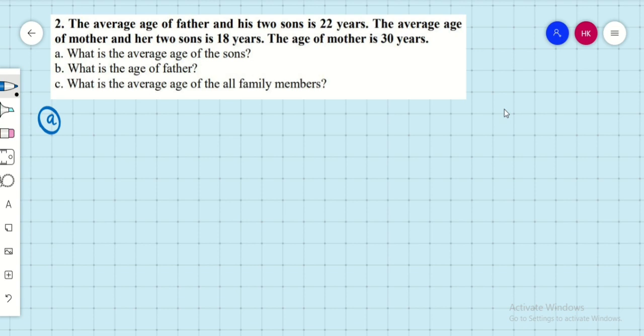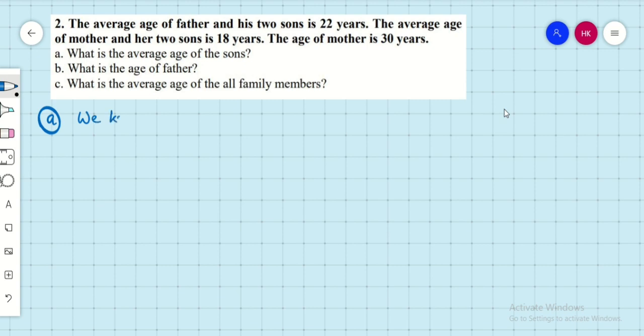The average age of father and his 2 sons is 22 years in the first line. The second line says the average age of mother and her two sons is 18 years. The age of mother is 30 years. Question number A asks, what is the average age of the sons? That means at first we need to find the age of two sons.